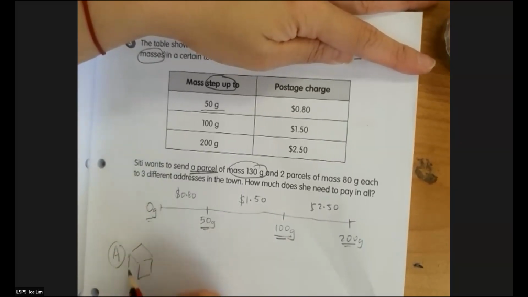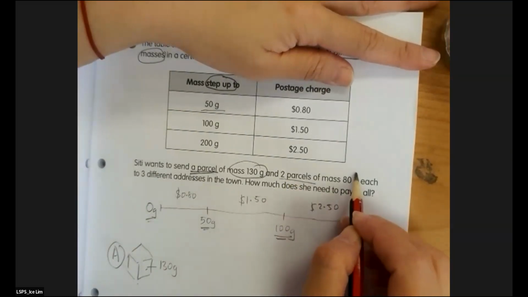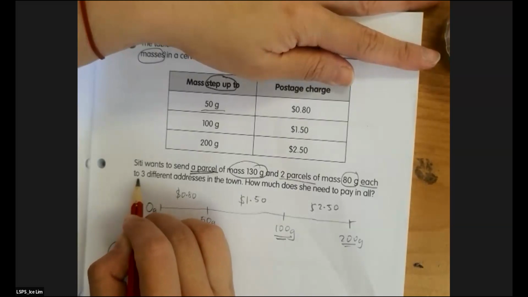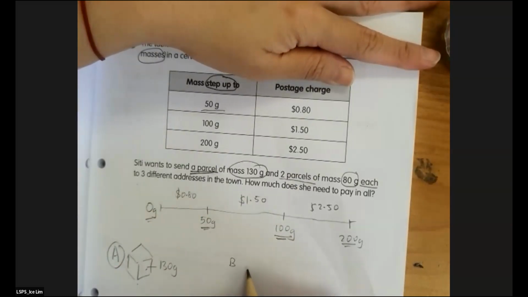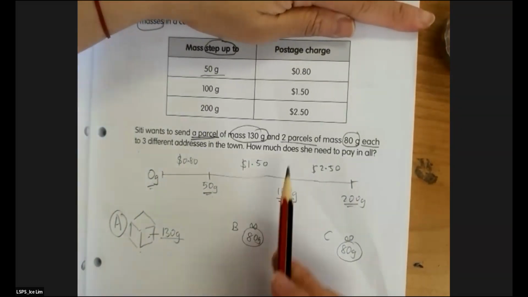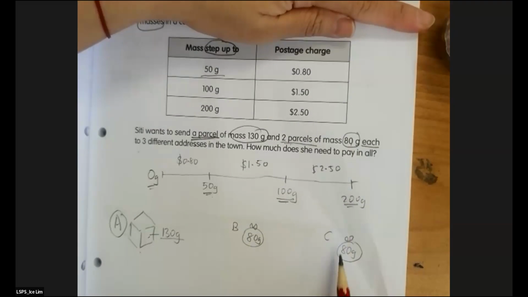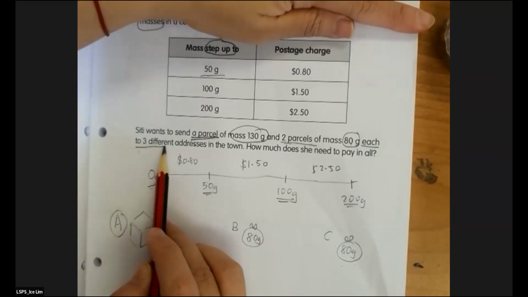The first one here is 130 grams. Then there are two other parcels, mass 80 each. So B, 80 grams. And then C also 80 grams. Can you understand now? Is this clear? I have a parcel 130 grams. I have two parcels of the same thing, B 80, C also 80 grams. Three of them to three different addresses.